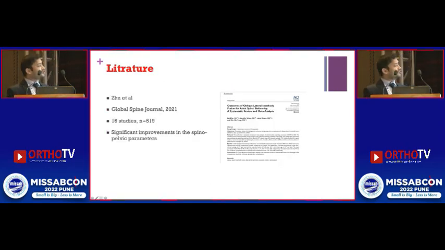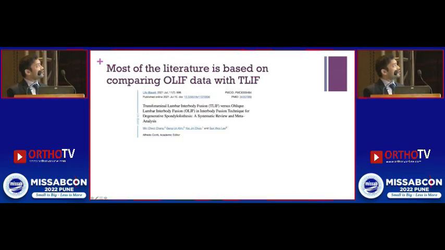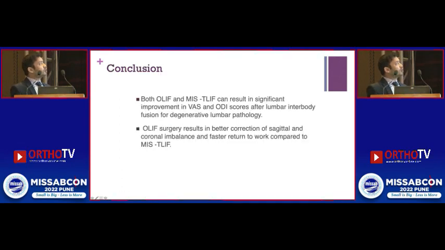Coming to the literature, this is one systematic review and meta-analysis published in the AO Spine Journal, which also suggests that OLIF has significant improvements in the spinopelvic parameters. Most of the literature is based on comparing OLIF data and TLIF data from different study groups. None of them is a single-center study. So we have given our single-center, single-surgeon study doing both MIS TLIF and OLIF.